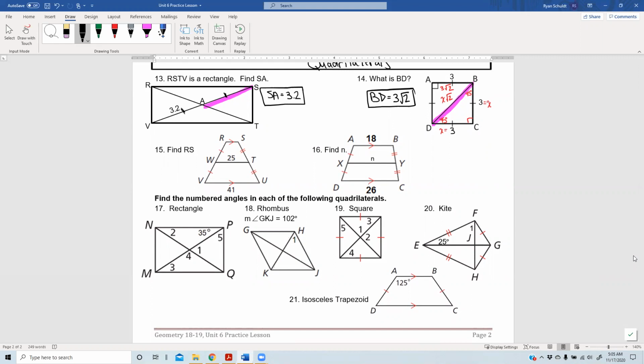Okay, number 15. 15 asks us to find RS. So we're finding this side right here. But notice, this line right here is called a mid-segment, and we learned a special formula for mid-segments. A mid-segment is essentially the average of the two bases: base 1 plus base 2, divided by 2.